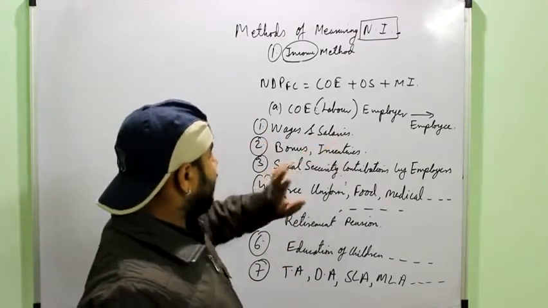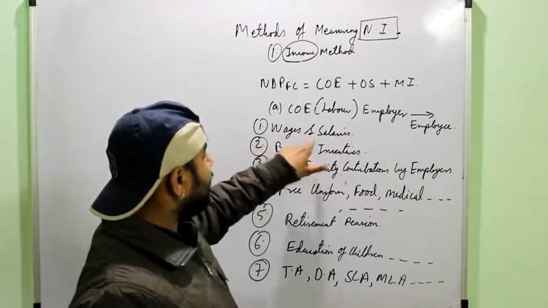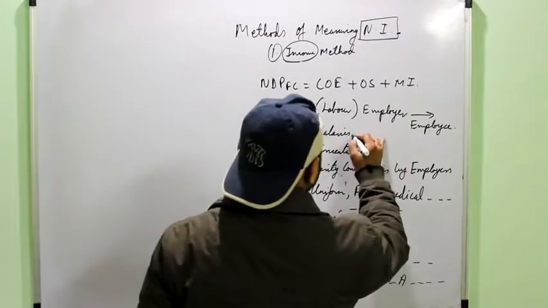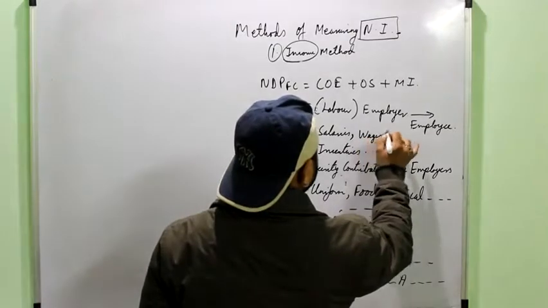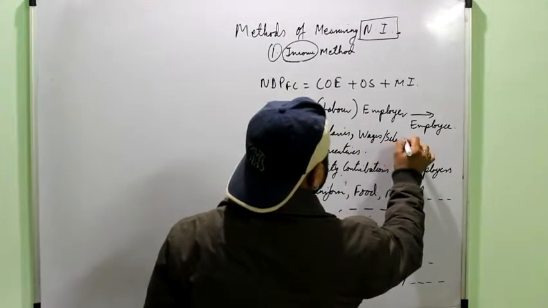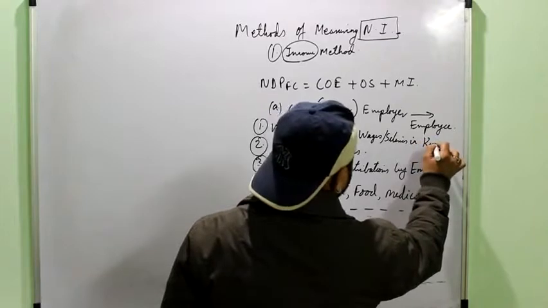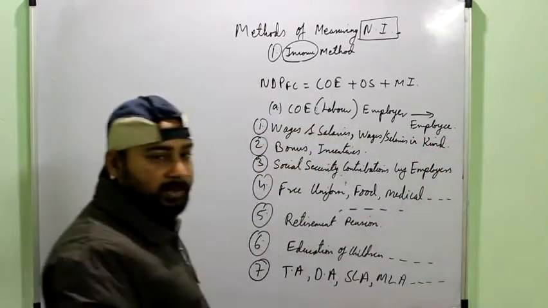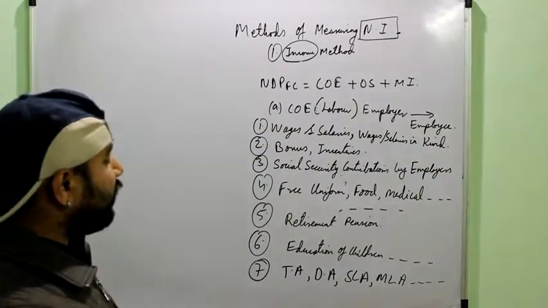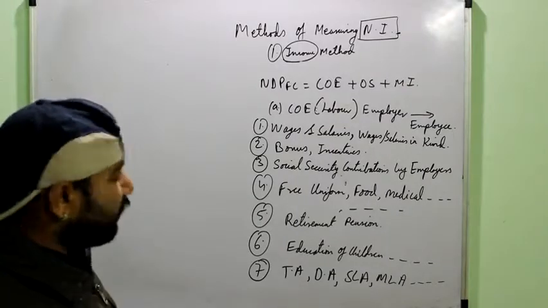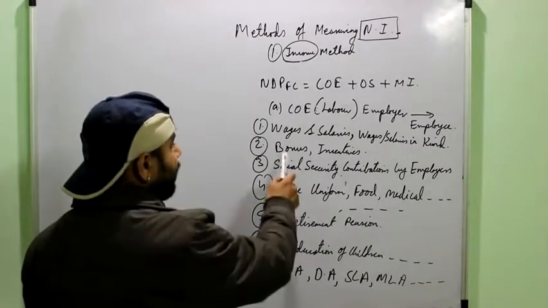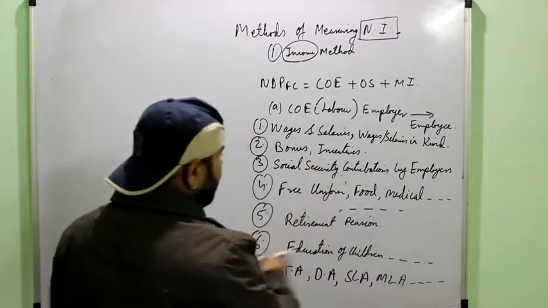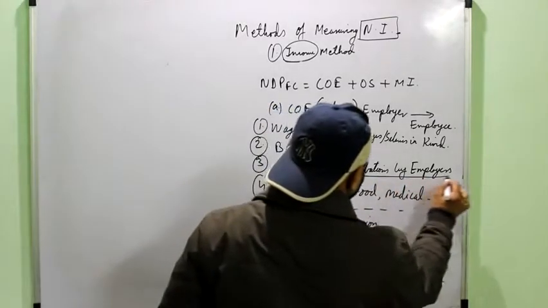Remember, wages and salary, most important component. Then it could also be written as wages or salaries in kind. In kind means not in the form of cash, but in some other form, like maybe in the form of clothes, in the form of say food or any other thing. Bonus, incentives. Then this is another important thing that you will find.